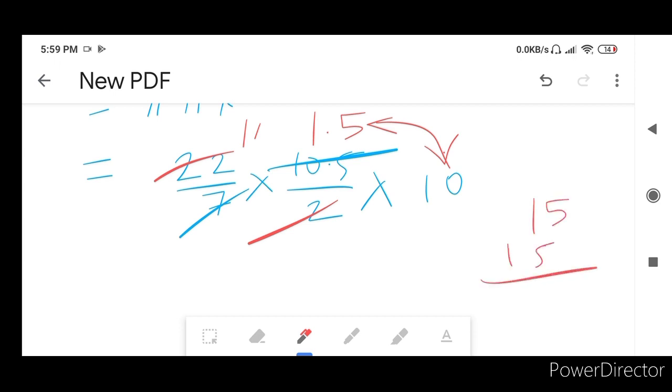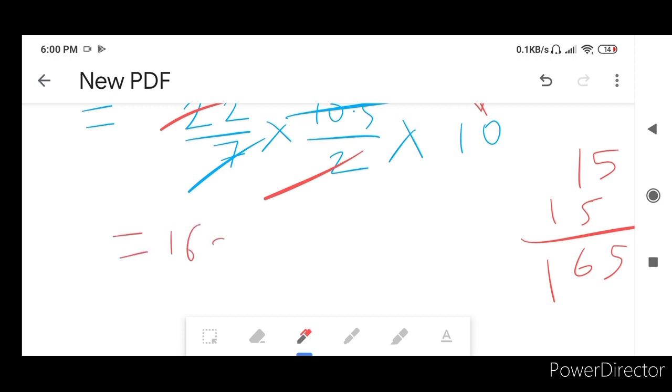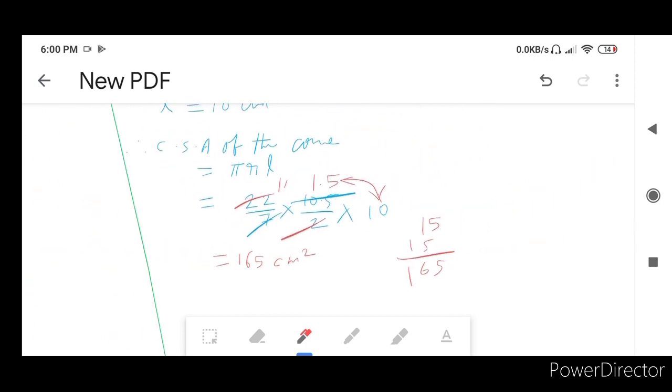Now write this 15 here. Now multiply this 15 into 11. What we will be getting? 165, that is our answer: 165 centimeter square. So this is how you can shorten your calculation, in order to save time. Clear? So here our question number 1 gets complete. 165 centimeter square is our answer.